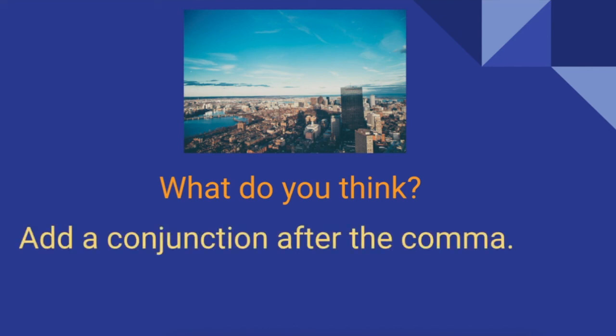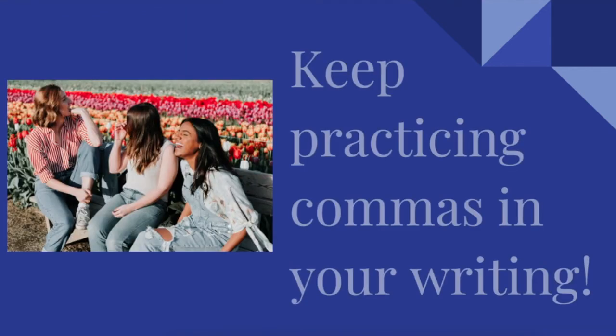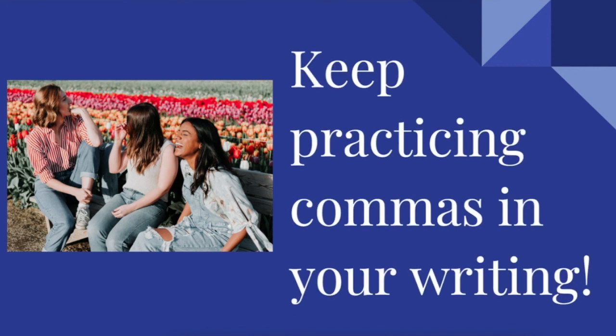You can add a conjunction after the comma. I want to live in Boston, comma, but it's too expensive. You could also fix this by taking out the comma and the but and just putting a period. So you could say, I want to live in Boston, period, and then it's too expensive. However, with this one, it works better to have a conjunction because the 2 parts really go together naturally with but. Keep practicing commas in your writing.